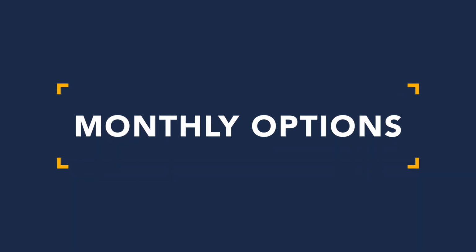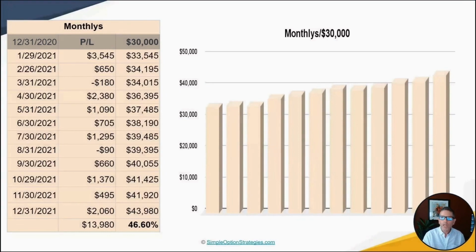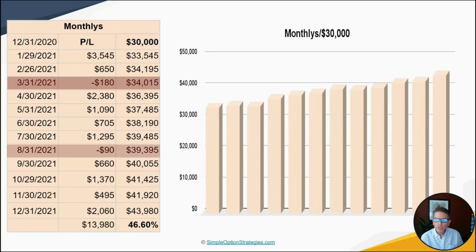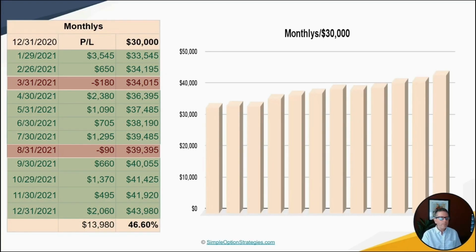Monthlies, I set aside $30,000 and I trade 15 contracts per month. And so I started with 30,000. I ended up with 43,000. So that's a return of about 46 or 47%. Not bad. And if you look at it, I had 2 negative months and the rest were positive.